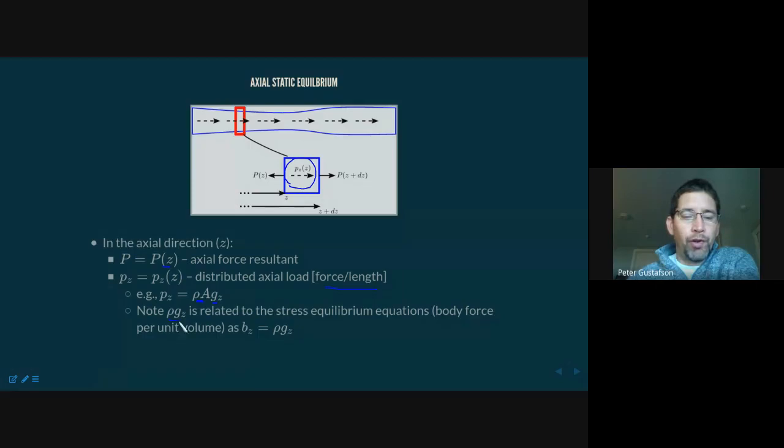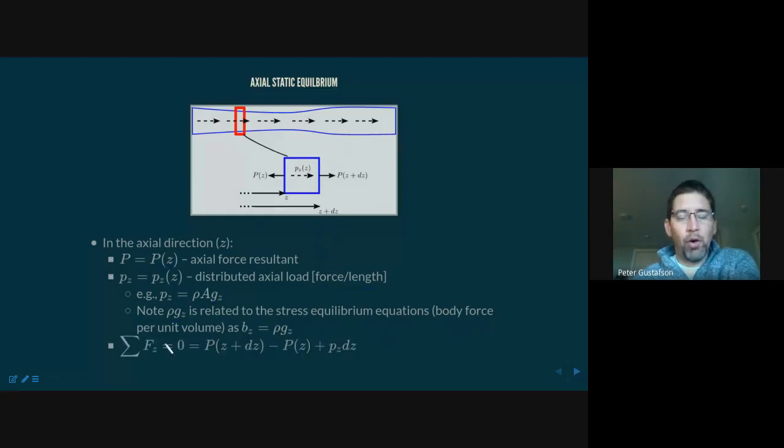Now note, this is very much directly related to the stress equilibrium equations. However, we have to be careful when we expressed it in terms of body forces per unit volume in the stress equilibrium equations. The units on that body force were different. That was force per unit volume. This instead is force per unit length. So similar, directly related, but different in our unit convention.